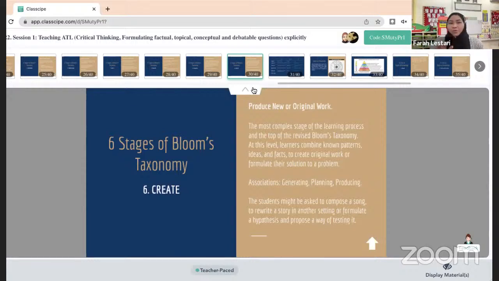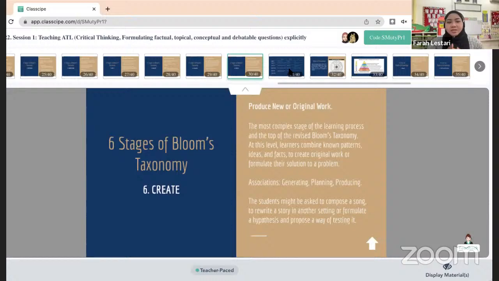The association that we make with create is generating, planning, and producing, which involves inventing a product, coming up with alternatives, or coming up with certain procedures or completing a task. For example, students might be asked to compose a song, or rewrite a story with different endings, or what I currently do in my grade 10 class is proposing a draft of the school fire response policy for the secondary level, because we currently haven't published it formally.